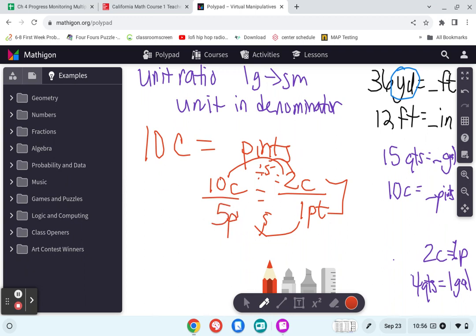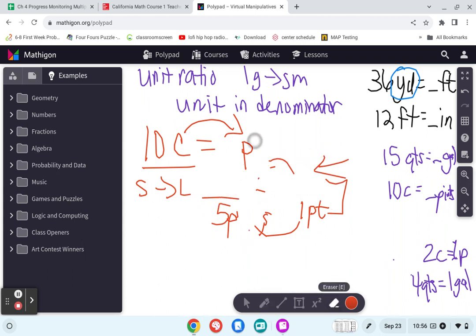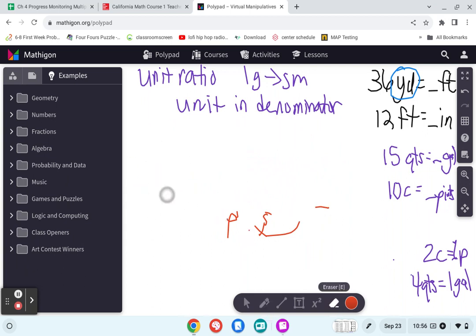Notice how here, when I go from cups to pints, my number gets smaller because I'm going from a smaller unit to a larger unit. And I can think about the relationship between my numerators and figure out what the relationship between my denominators will be. All right. That was me going from a smaller unit to a larger unit. Let's do another one of a smaller unit to a larger unit.